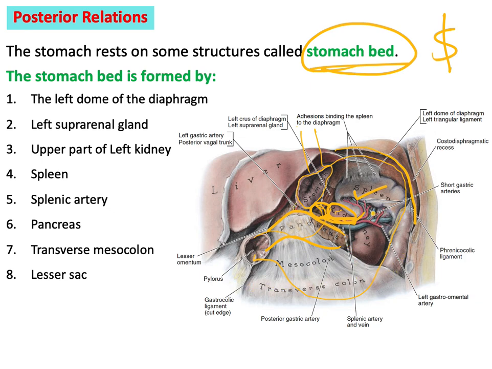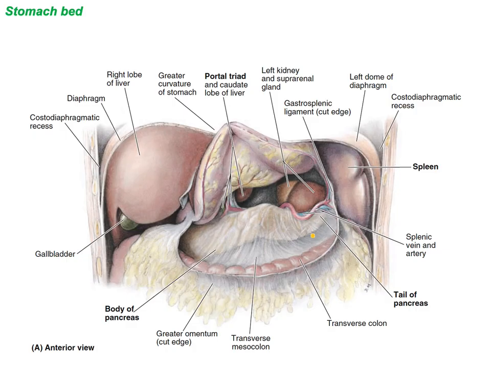And you know that behind the stomach, we have the lesser sac. The space behind the stomach, we call it the lesser sac. You can watch the lecture on the peritoneum to understand what the lesser sac is. But simply, the lesser sac is a space that's located behind the stomach. So these structures are called the stomach bed.